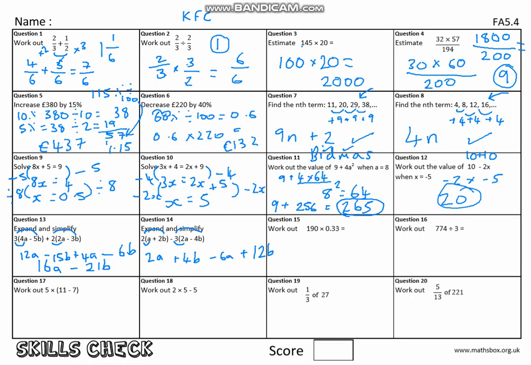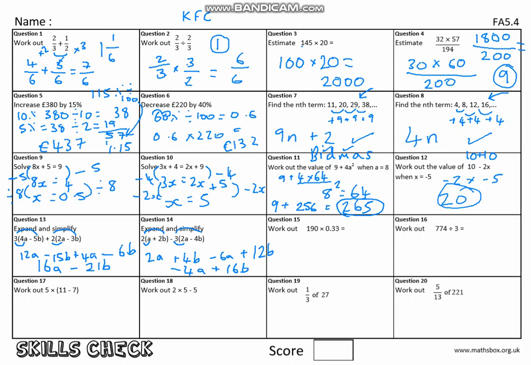Okay, so that's my expansion. Now I need to simplify it. So I've got 2a, and I need to take away 6a. So that gives me minus 4a, and then I've got 4b plus the 12b equals 16b. Okay, so minus 4a plus 16b is our final answer for that one.